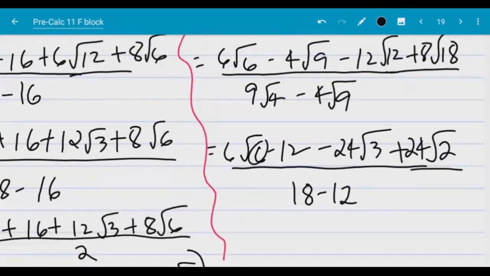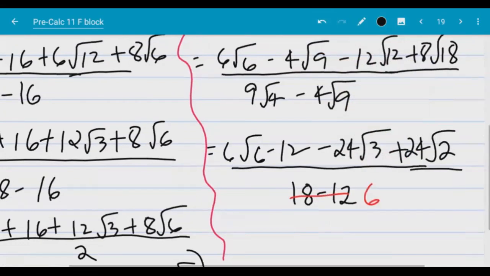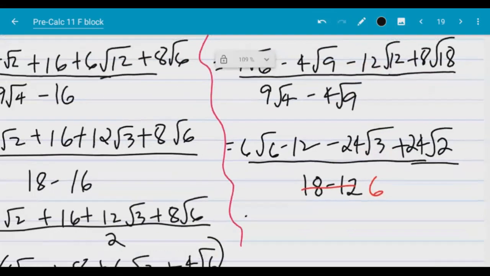Okay. Now, the radicals are all different. This is a 6, this is a 3, this is a 2. They are not going together. They're not like terms. Now, the denominator will have a 6, right? So take a look at this. This one becomes a 6, isn't it? So what if we are able to factor out a 6 from the top, from the numerator, so we can get rid of the denominator, which means the 6 is factored out.